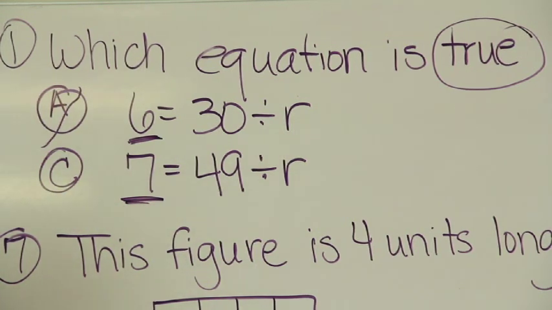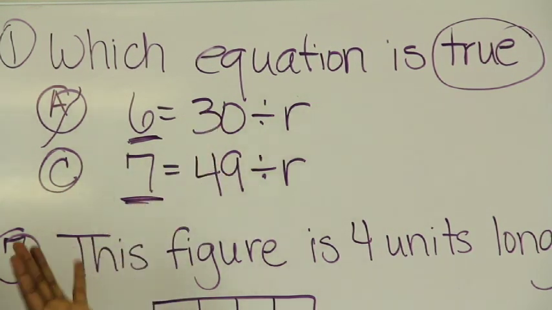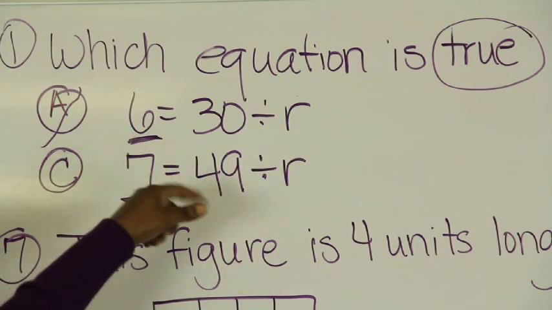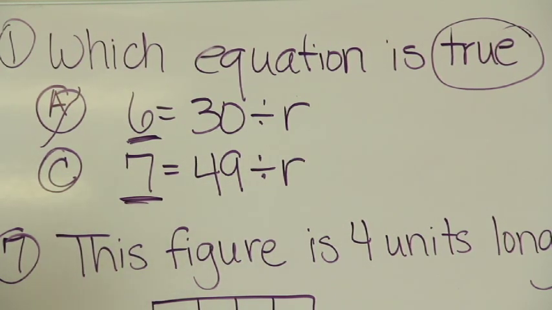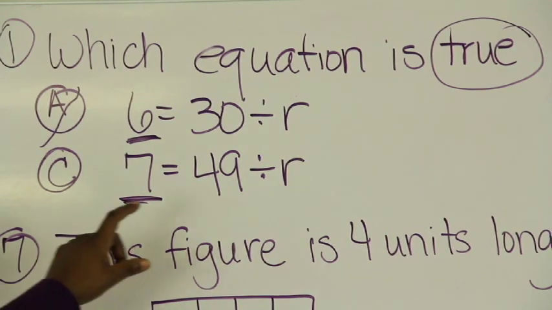Another way you can do it is to do division. It's not really long, but you could do 30 divided by 6, and you would get 5 as the answer. You could do it that way. But let's move on to B.